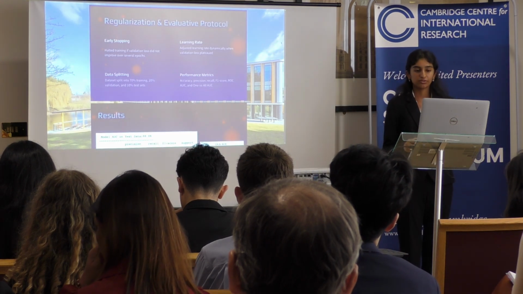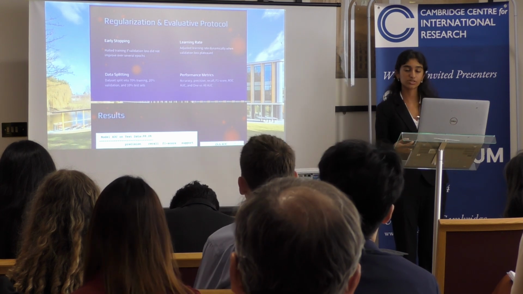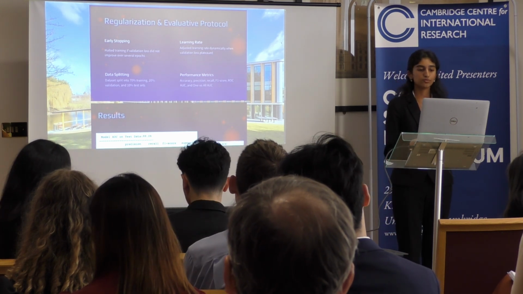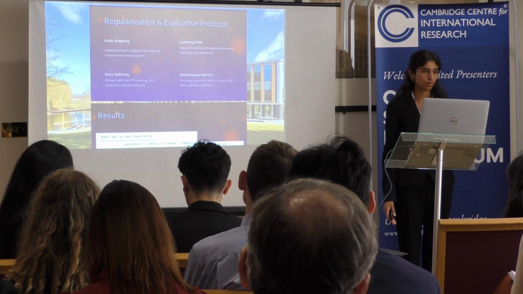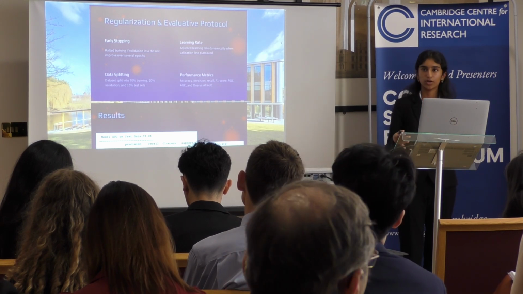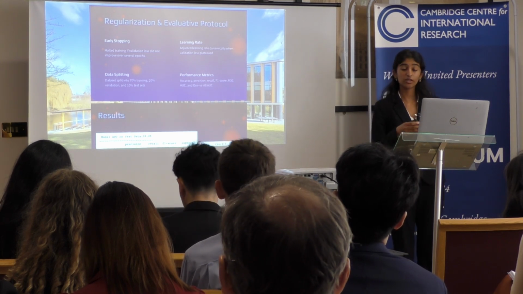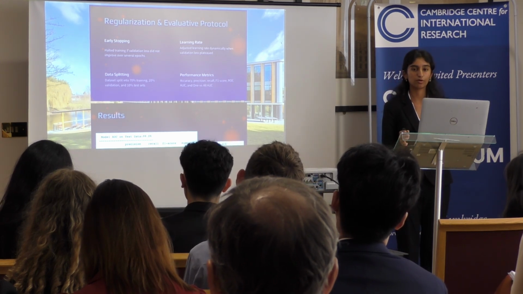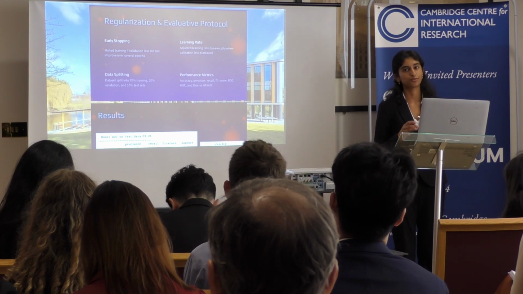So next were my regularization and evaluative protocol. For regularization, the first thing I used was early stopping. This halted training if validation loss did not improve over several epochs. An epoch is when the model runs through the training data a full time. In all, my final model had around 150 epochs, and training the model itself took around 3 hours.